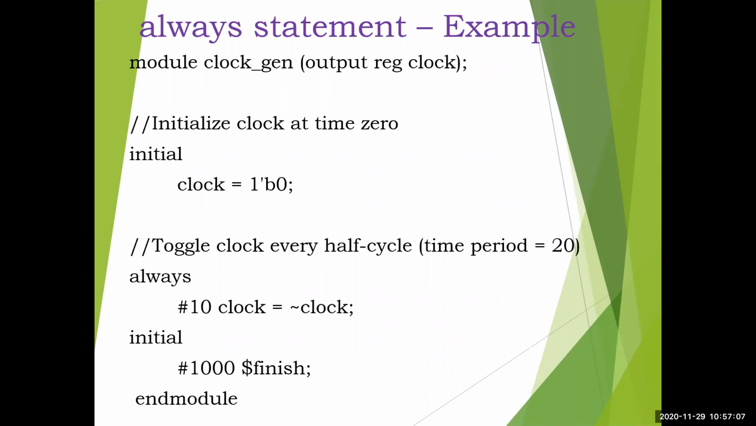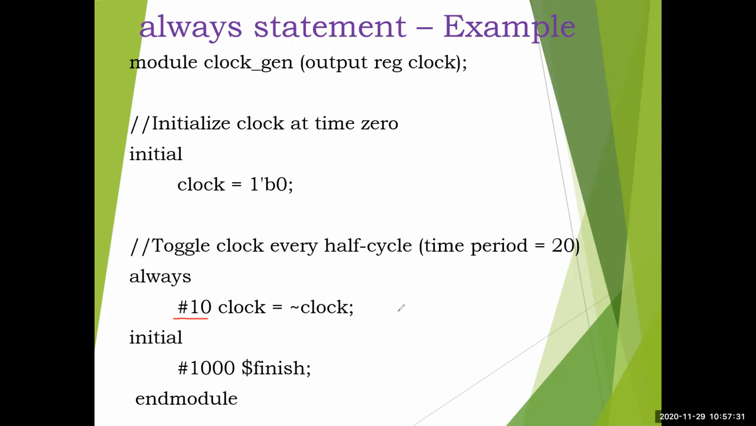So we'll see an example here. Module clock generator, output register clock, initial clock equal to 1'b0. Initially we have made the clock equal to 0. Then it will toggle for every half cycle, that is, time period is 20, delay 10, always #10 clock equal to not of clock. Previously we have used the forever keyword also, that you can use too.